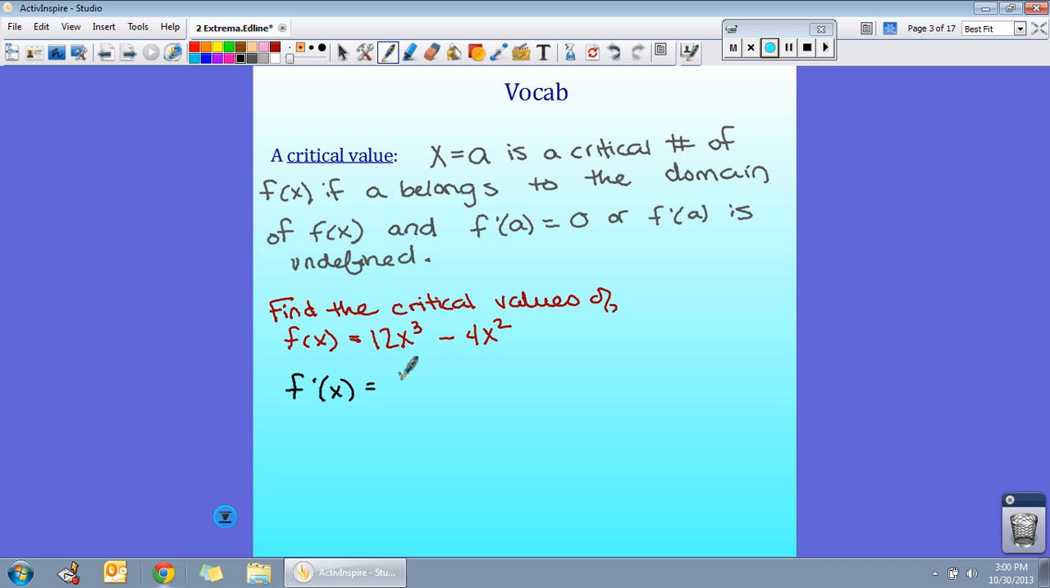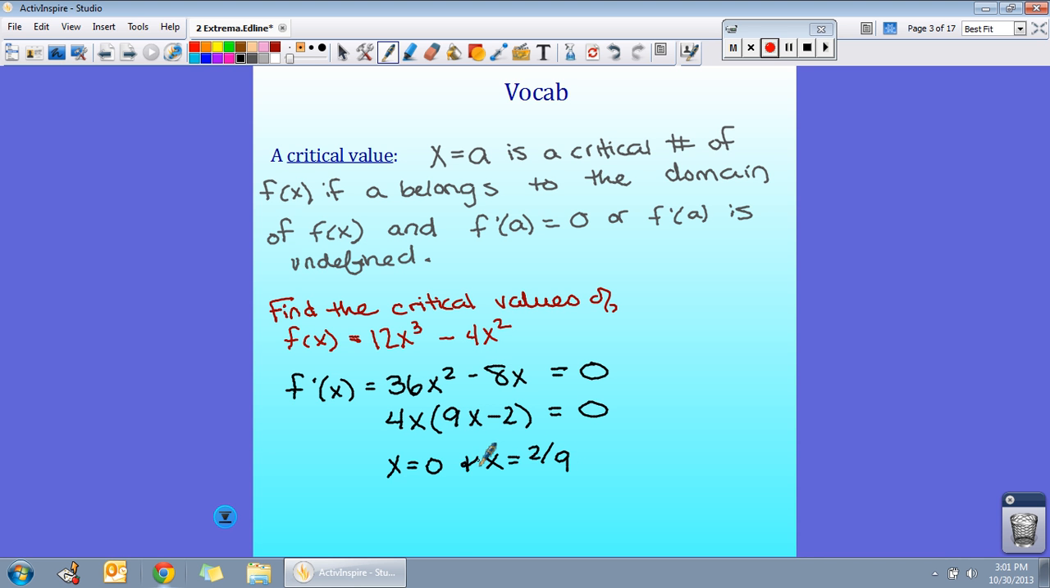Okay, so 3 times 12, we got 36x squared, 4 times 2 is 8x, and then set the derivative equal to 0. Alright, this has a common factor, 4x times 9x minus 2, and when you solve this for x, you're going to get x equals 0. When you solve this for x, you're going to get x equals 2/9. So x equals 0 and x equals 2/9 are critical values of f of x.